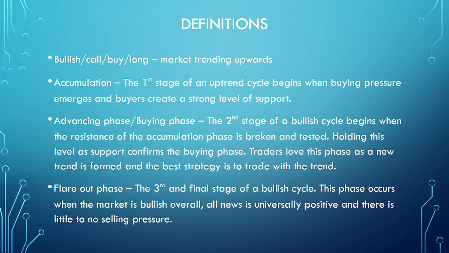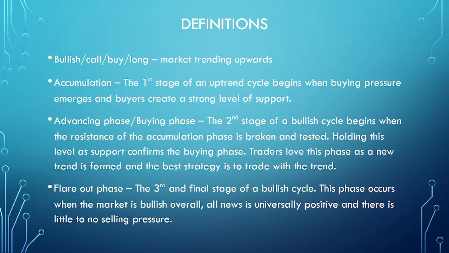So first of all, definitions, right? There are two major trends. The first one we're going to talk about is an uptrend. You can call it terms such as bullish, call, buy, long, but the three basic stages of an uptrend are, first, accumulation. This is the first stage of an uptrend cycle, and it begins when buying pressure emerges and buyers create a strong level of support.